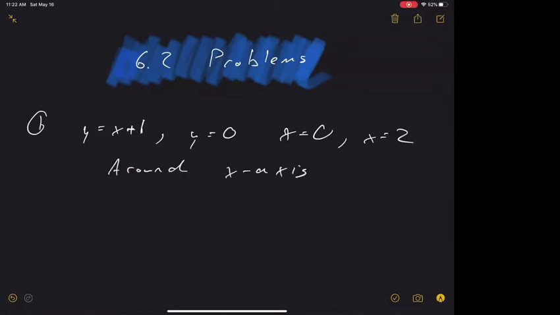Okay, so we're given these four curves: y equals x plus 1, y equals 0, x equals 0, x equals 2. So we first find the region enclosed by these curves, then we rotate it around the x-axis, and we want to find the volume of that region.